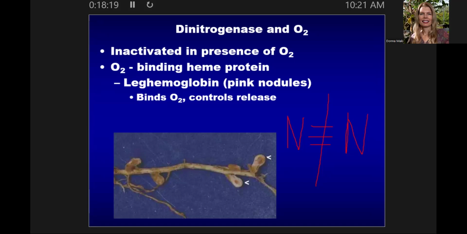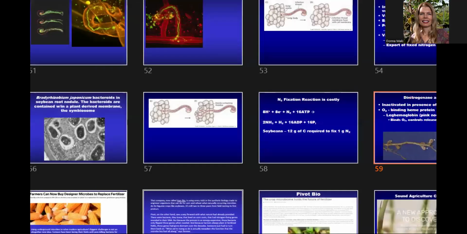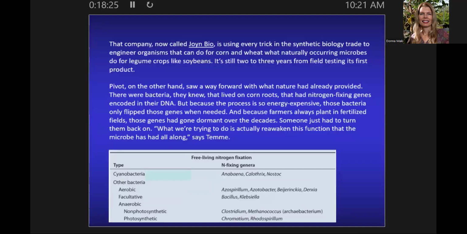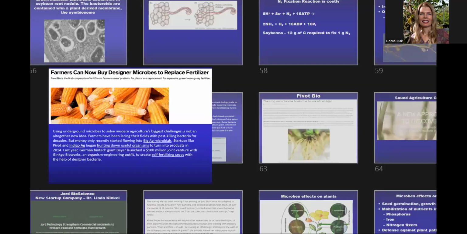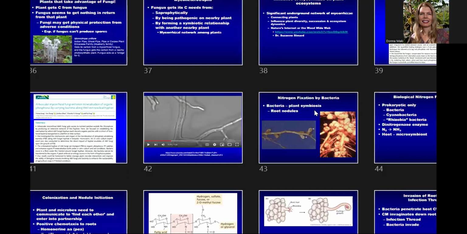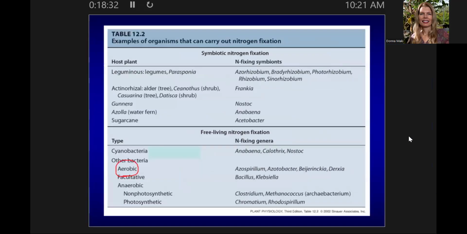Free living microbes, though, that are aerobic. Not that one. Where'd it go? Let's go back here. Free living. So free living, aerobic nitrogen fixation going on. They have to have other strategies.